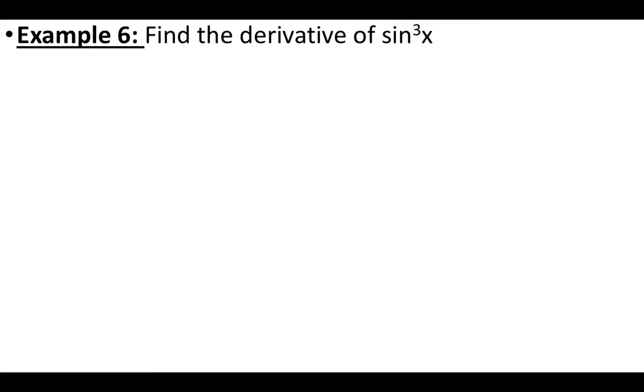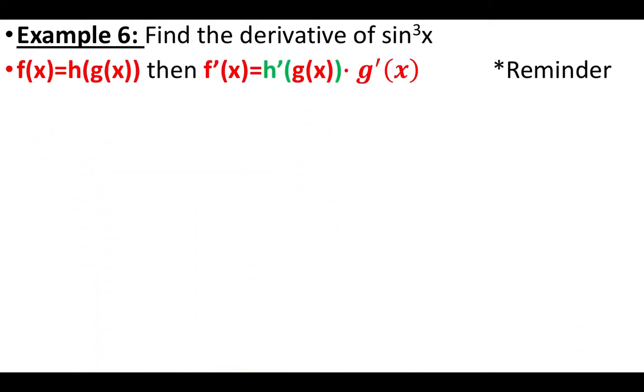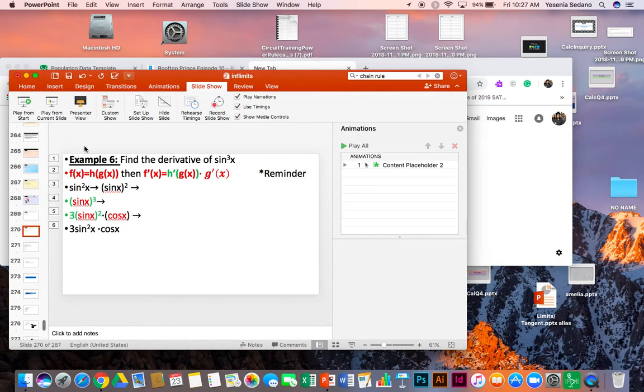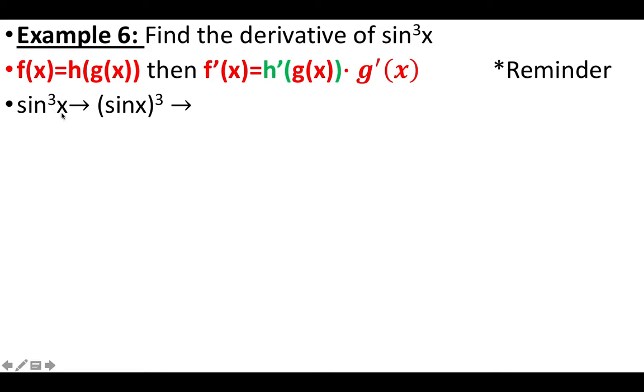All right, let's move on lastly to example 6. What if I told you to find the derivative of sine to the third power of x? All right, so here's again a reminder of my rule. I want you all to remember that sine to the third of x means sine of x to the third power. It means I'm doing 3 sines multiplied with each other.